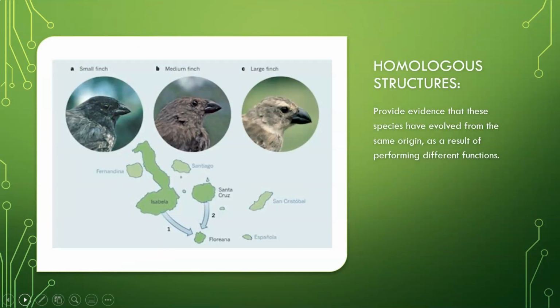Some more homologous structures. We're looking at the beaks of these finches and we'll be looking much further into this. Homologous structures, though, provide evidence that these species have evolved from the same origin. As a result, they now perform different functions. So evolved from the same origin, but have evolved to perform different functions.